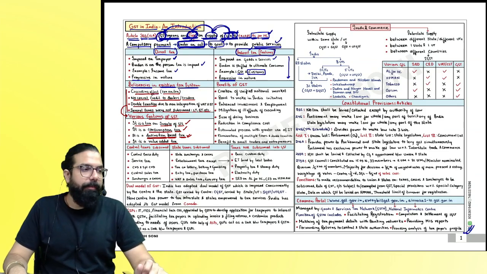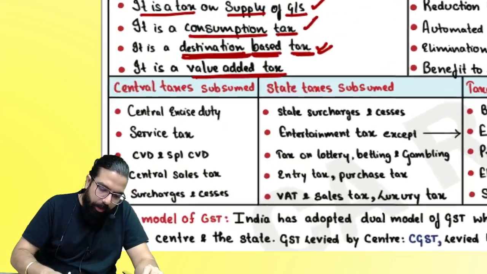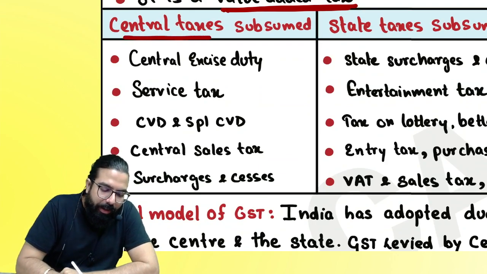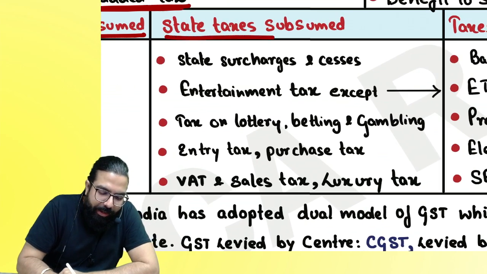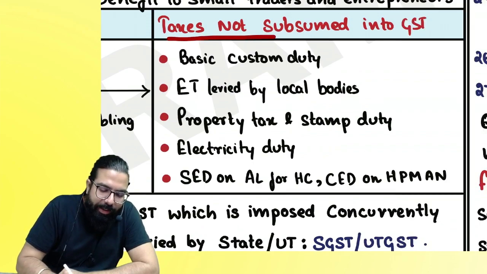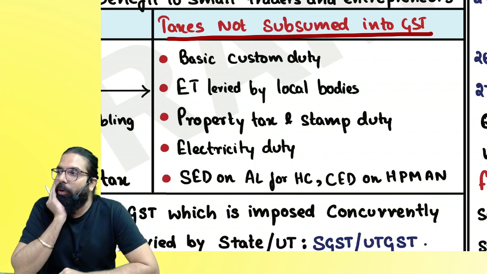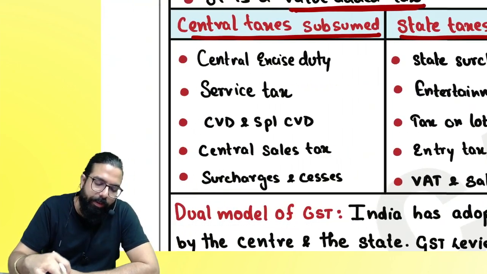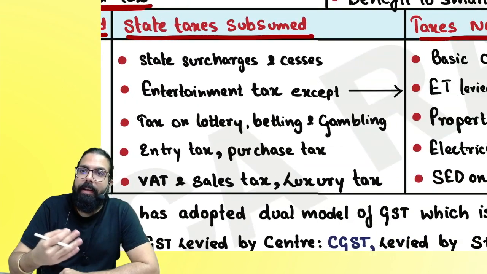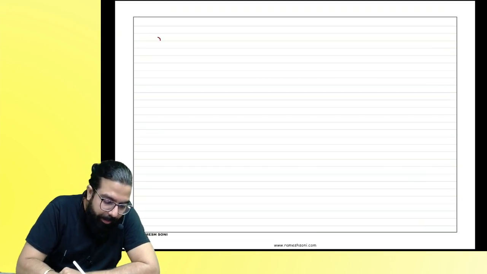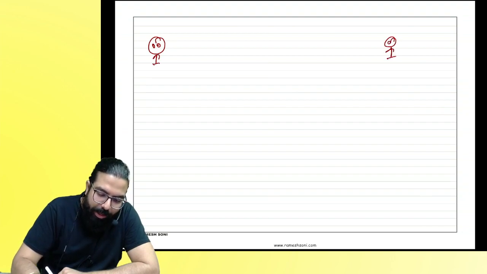Everyone over here now, listen. After this, if you see below, central taxes subsumed, state taxes subsumed, taxes not subsumed. Now, to understand this, what are the central taxes which are subsumed? What are the state taxes which are subsumed? Let's understand what you mean by subsumed. See, the central government stood like this, the state government stood like this. They put one fire in between.